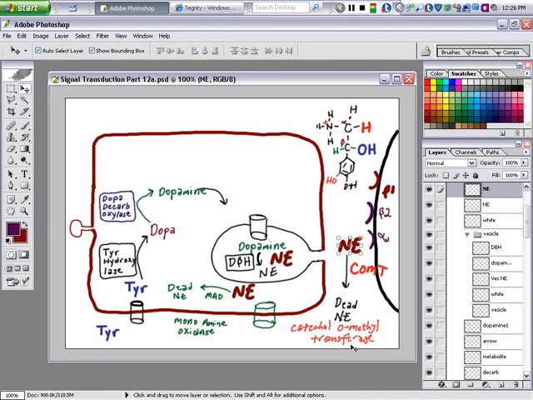I want you to think about it for 3 seconds. Question again. If this person were treated with a COMT inhibitor, and COMT, catechol O-methyltransferase, destroys the neurotransmitter norepinephrine, would this person feel happier or would this person feel sadder? Does everyone understand the question first? Okay. 1, 2, 3. Who thinks they have the answer? Okay. What do you say?